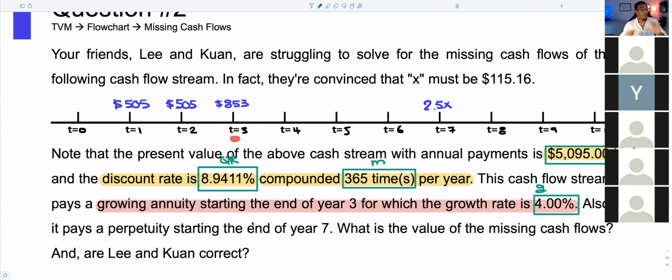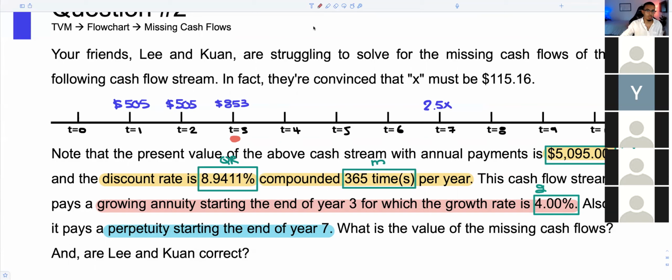And then they're also telling you, last part, it pays a perpetuity starting at the end of year 7. So we can highlight that in a different color as well, just to really make sure that everything is grouped up in its pieces at the end of year 7. So now I'm going to ask you this. When is our growing annuity done on our timeline? When should it be over, based on what we just read?